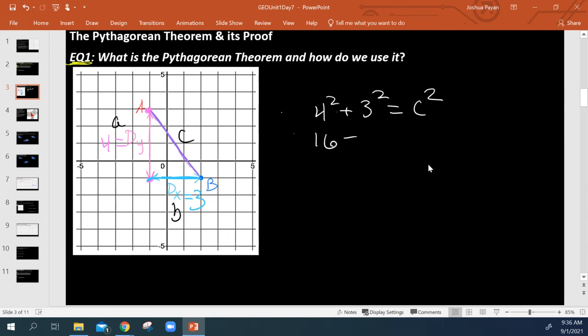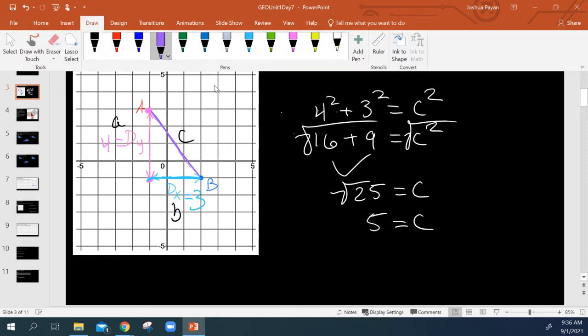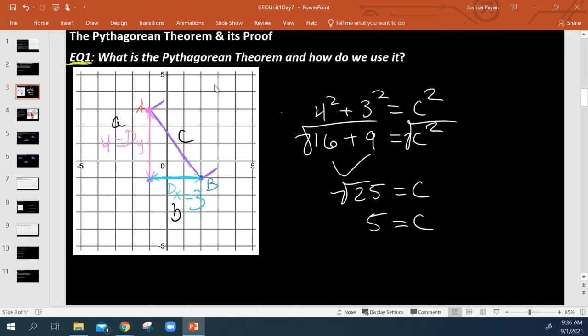So 4 squared is 16, 3 squared is 9. That's equal to C squared. We need to get C by itself and get rid of this exponent. The inverse of a square is a square root. And what I do to one side of an equation, I must do to the other. So I end up with the square root of 25 equals C. And of course, our answer is 5. So our distance from point A to point B here is simply 5 units, right?